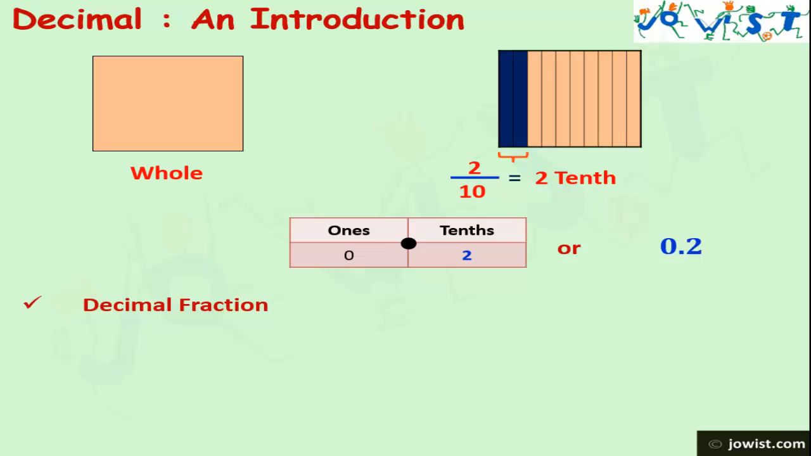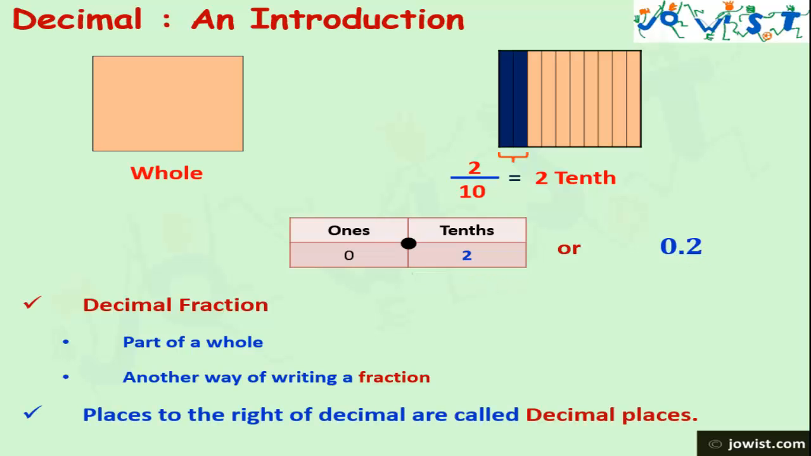What is decimal fraction? Decimal fraction is part of a whole. It is another way of writing a fraction. Places right to the decimal are called decimal places.